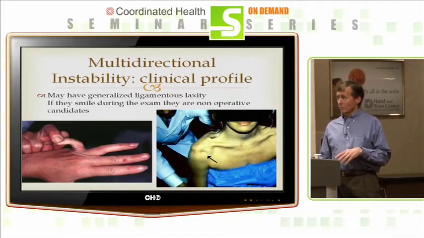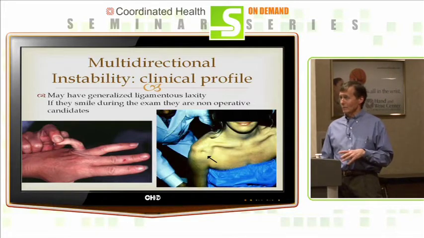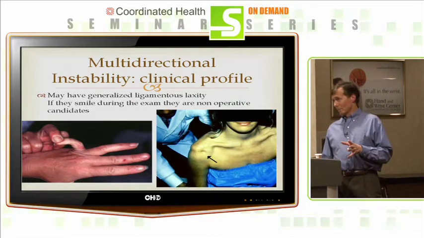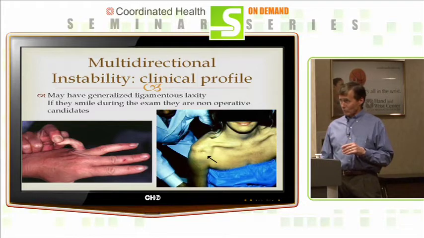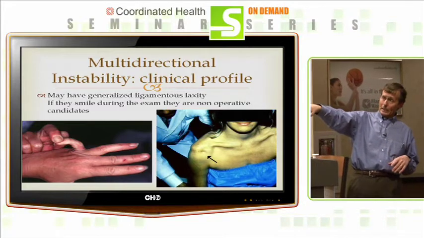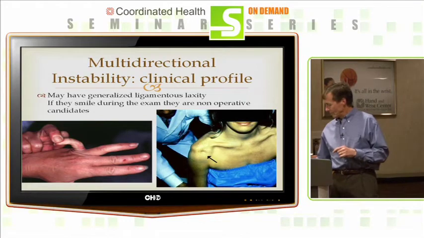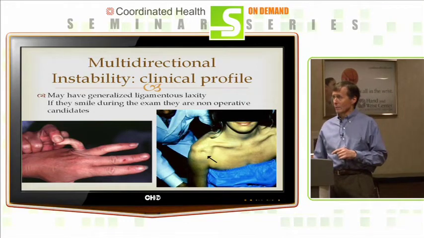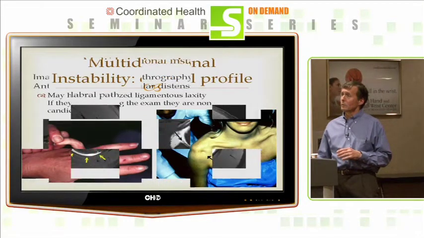This is a patient with multidirectional instability. You can see she's smiling. That's not a good sign. That means that she has a minor shoulder popping out. She usually is hyperlax, like that finger exam shows. And these multidirectional instability patients are very, very difficult.